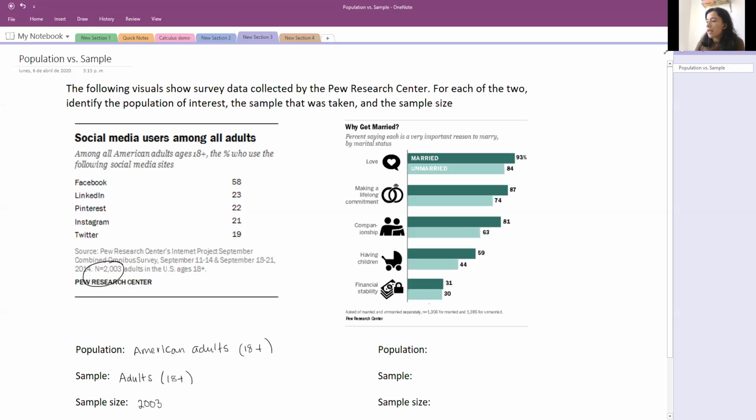That's really good. All right, for the next one, we have a survey that was conducted in which people answer the question, what is a reason to get married? And it is segregated among the people that are married or the people that are unmarried. So some of them say love, some of them say making a lifelong commitment, then companionship, having children, or financial stability. The population in this case is what?